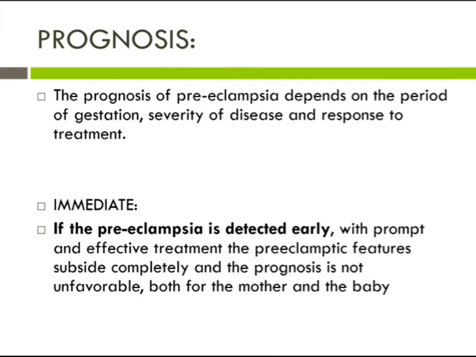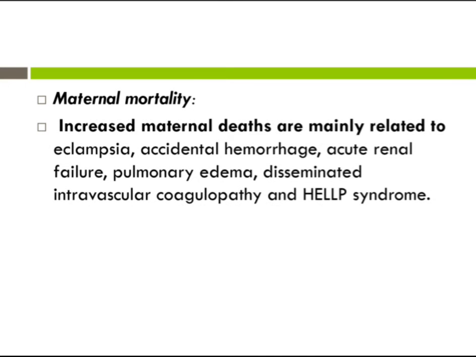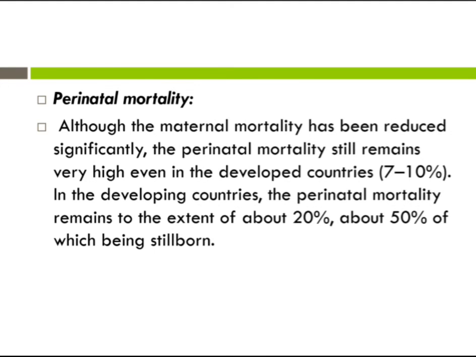So prognosis. The prognosis of preeclampsia depends on the period of gestation, severity of disease, and response to treatment. Immediate: if the preeclampsia is detected early with prompt and effective treatment, the preeclamptic features subside completely and the prognosis is not unfavorable, both for the mother and the baby. Maternal mortality. Increased maternal deaths are mainly related to eclampsia, accidental hemorrhage, acute renal failure, pulmonary edema, disseminated intravascular coagulopathy, and HELLP syndrome.